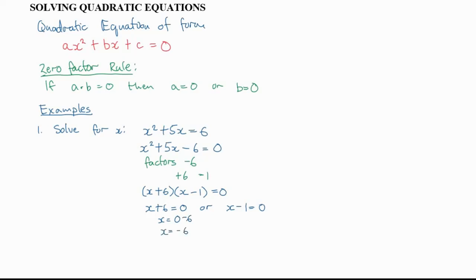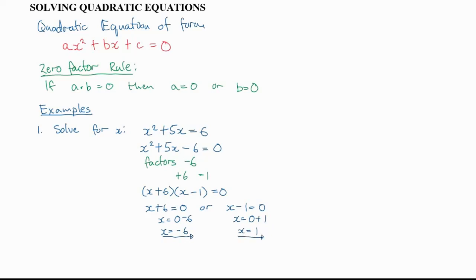We're going to do the same thing here. If x minus 1 is equal to 0, and I take this minus 1 over, it ends up being plus 1, so x is going to be 0 plus 1, which is equal to positive 1. So I've got my two solutions for this quadratic equation.